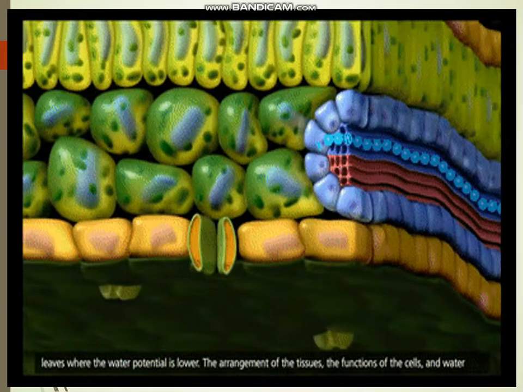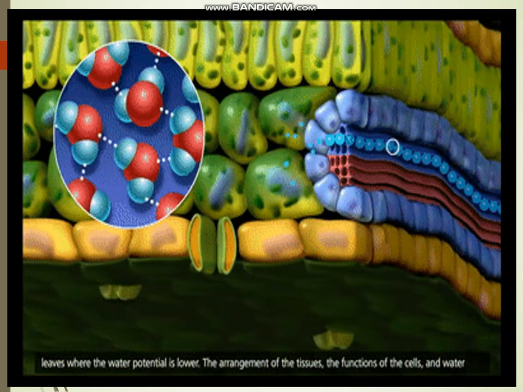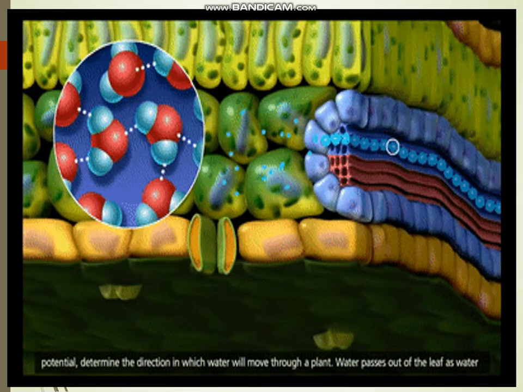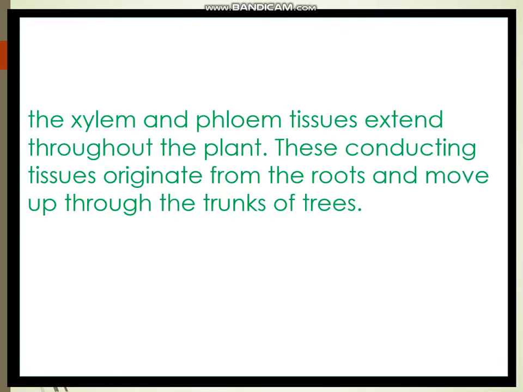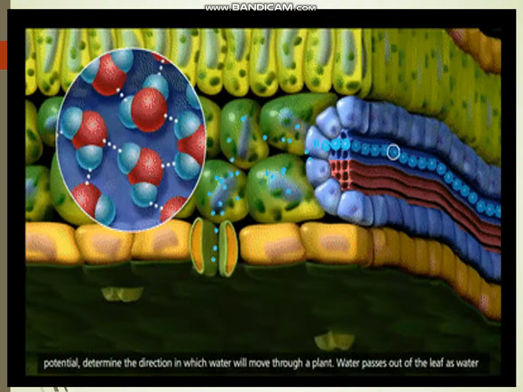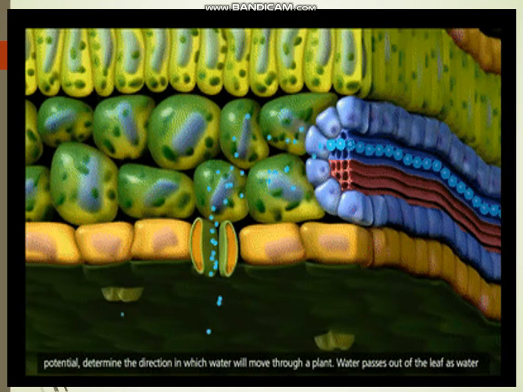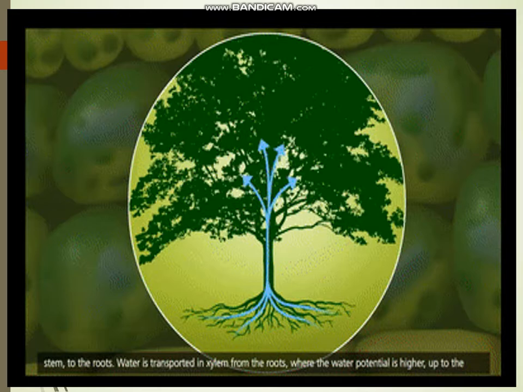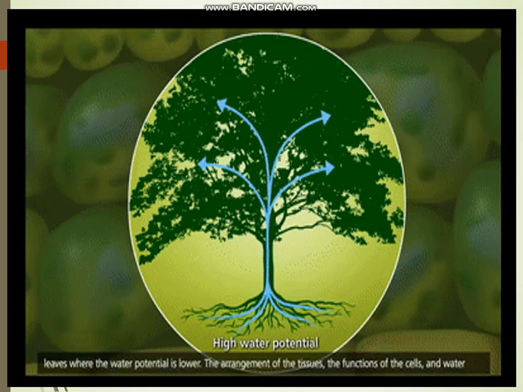water. Plants contain a vast network of conduits which consist of xylem and phloem, which is more like the circulatory system that transports blood throughout the human body. Similar to the circulatory system in humans, the xylem and phloem tissue extend throughout the plant. These conducting tissues originate from the roots and move up through the trunk of trees, later branching off into the branches and then branching even further into every leaf like a spider web.